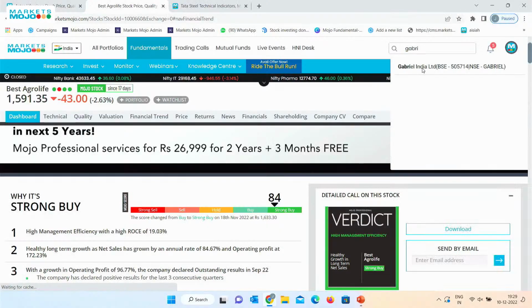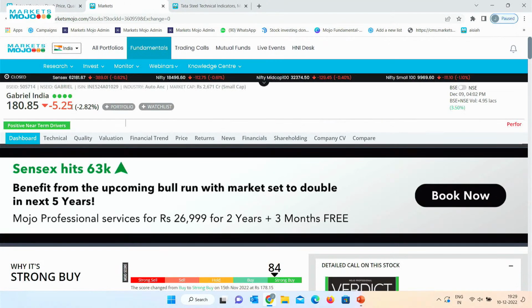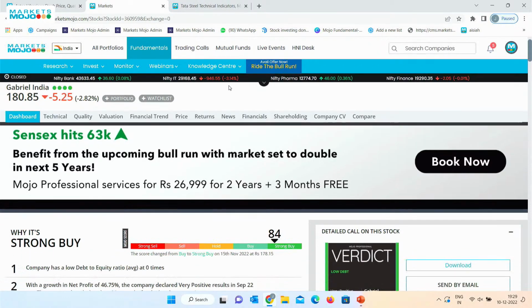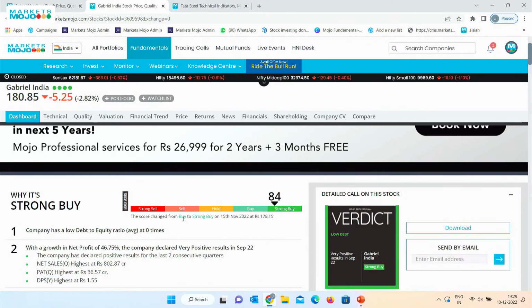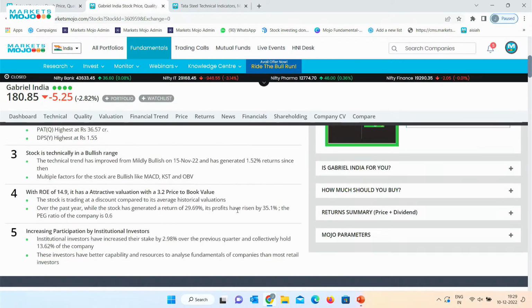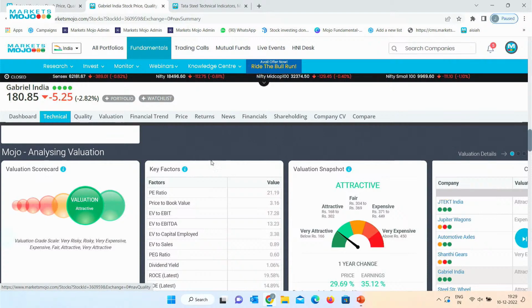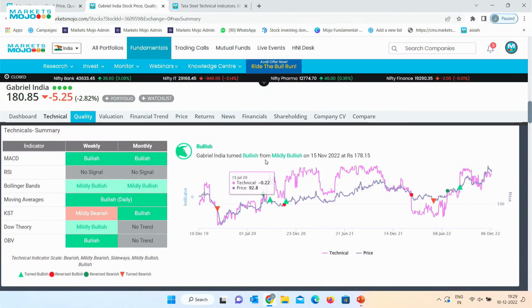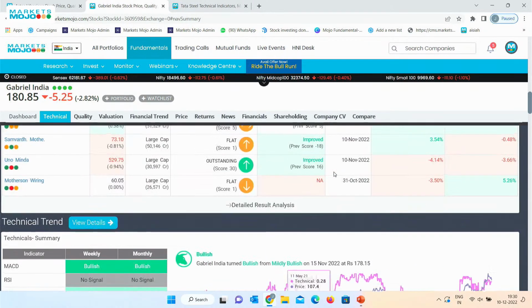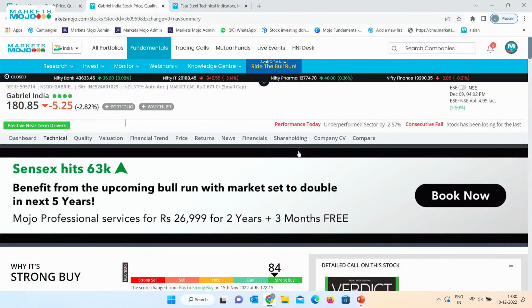Okay. So Jigar also wanted your view on Gabriel and Oil India. Okay, so let me share my screen. Gabriel India, you can simply click over here. Again, 4 dots green, small cap company, so some amount of risk. Change from buy to strong buy, very good positive. And if you look at the technicals, also turned bullish from mildly bullish. So this is a company which is moving upwards. All 4 dots green, so it's good.